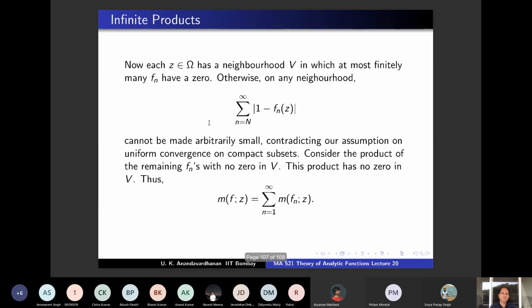That's enough to prove this, because what we have proved is that except for finitely many, the remaining factors have no 0. So that product has no 0. So you have written f as a finite product times a holomorphic function, and that holomorphic function has no 0. So for this infinite product, you have reduced the computation to the finite case, and for the finite case it is true that the multiplicity of a 0 is the sum of the multiplicities, and therefore it is true in the infinite case.